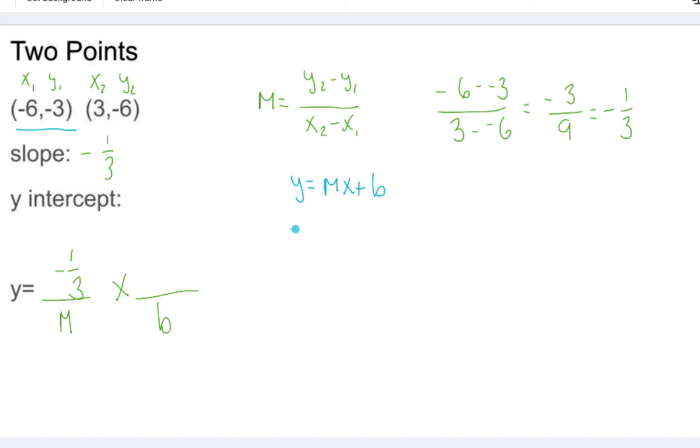So y is -3. That equals -1/3 times the x value, which is -6, plus the value we don't know. So -3 equals, so -1/3 times -6. If you don't remember how to multiply fractions, you multiply by the top. So -1 times -6 is +6. And then we're going to divide by the bottom. So 6 divided by 3 is 2.